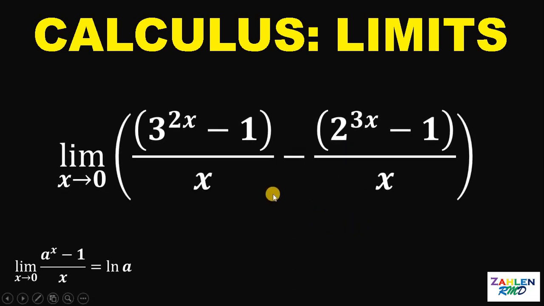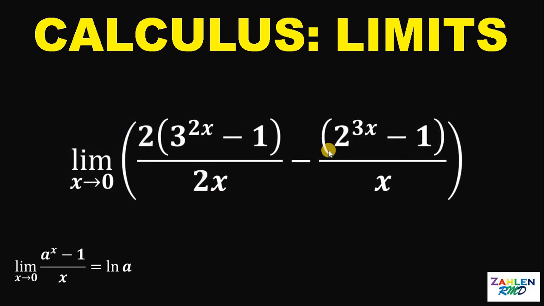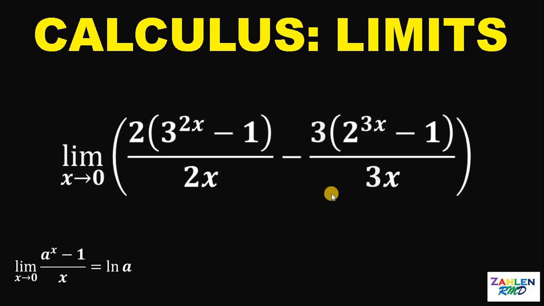Now at this point, let's focus on this first term. Now we have (3 raised to 2x minus 1) over x. Now notice that the exponent of 3 is 2x and our denominator is just x. So to make it 2x, let's multiply the numerator and denominator by 2. We will do the same thing on this term. So I have (2 raised to 3x minus 1) over x. The exponent must be 3x and the denominator is just x. So let's multiply this term by 3 over 3.